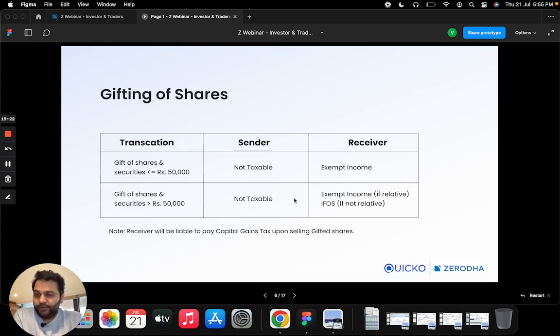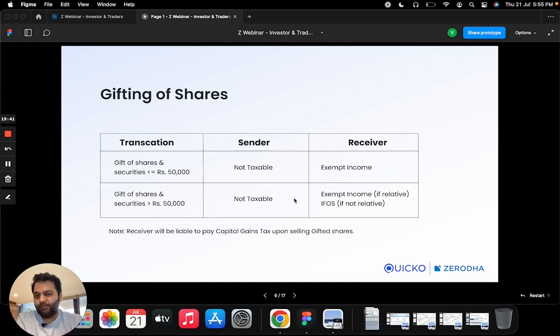Now, let's say the total market value of shares you are gifting is greater than 50,000 rupees. Again, it's not taxable for the sender. So it's not taxable for the sender in either case, right? Whether it is less than 50,000 rupees or greater than 50,000 rupees, because the sender is the one who is gifting these shares.